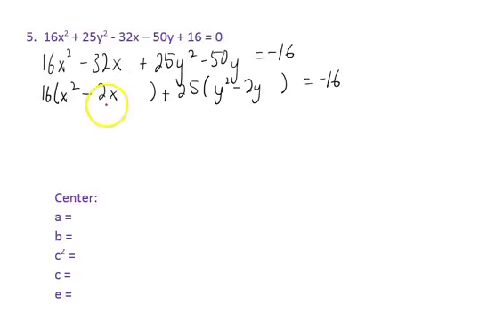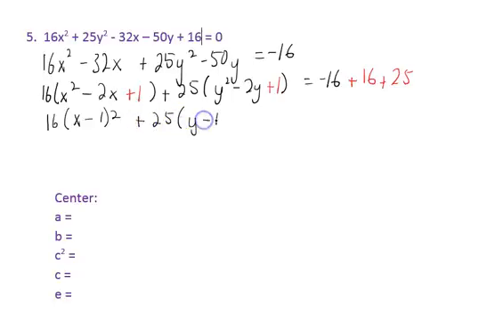Then I'm going to complete the square. Half of 2 is 1, 1 squared is 1. To add to the other side, I'm going to do 1 times 16. Then with my y's, half of 2 is 1, 1 squared is 1. Multiply the 1 by 25 and add it to the other side. Then I'm going to bring down my 16. This is going to factor to x minus 1 squared. Bring down my 25. This is going to factor to y minus 1 squared. And then this is all going to combine to 25.